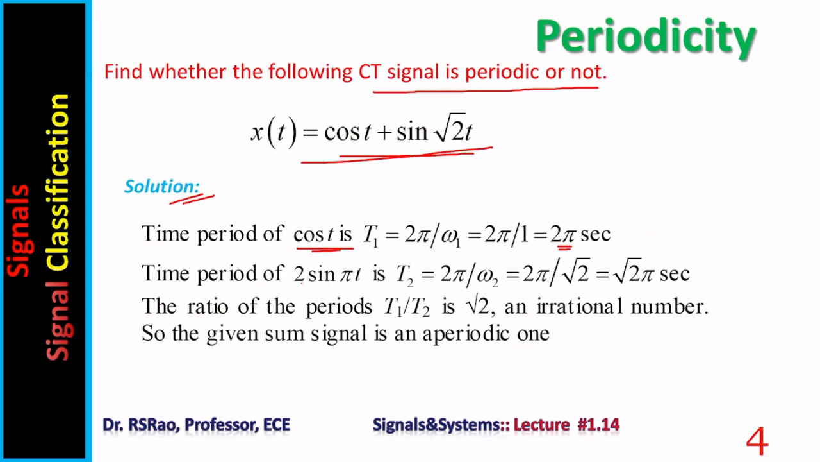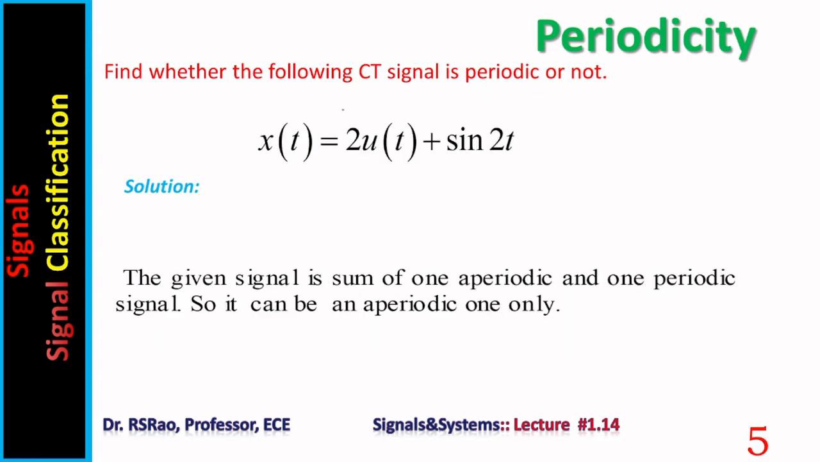Similarly, time period of the second component, sine root 2 t. Here omega 2 is root 2. It turns out to be root 2 pi seconds. The ratio of the periods T1 to T2 becomes root 2, an irrational number. So the given sum signal is an aperiodic one.